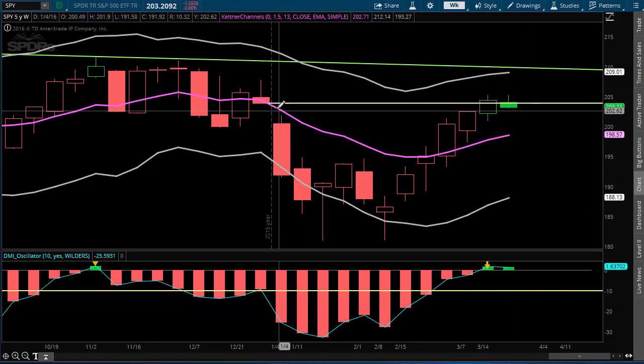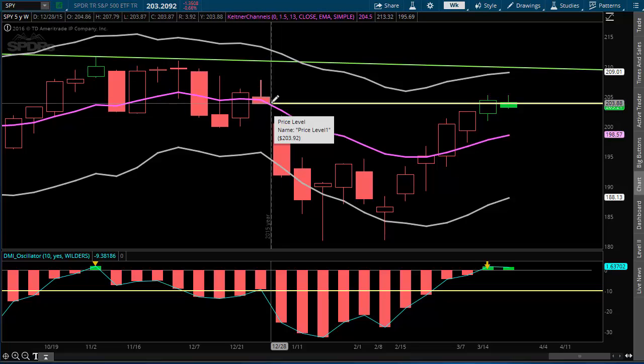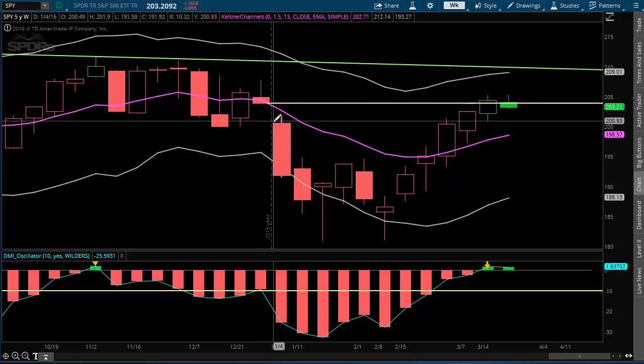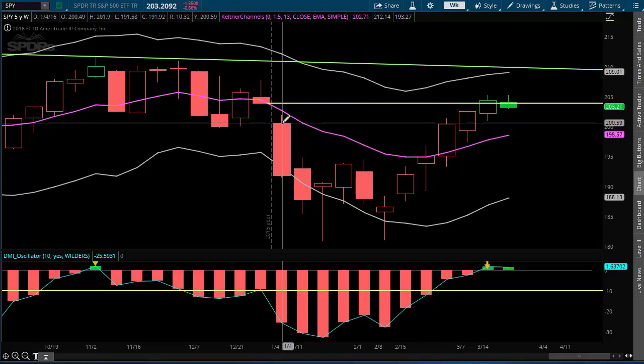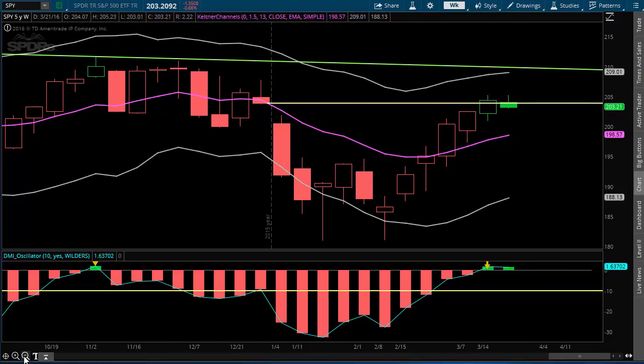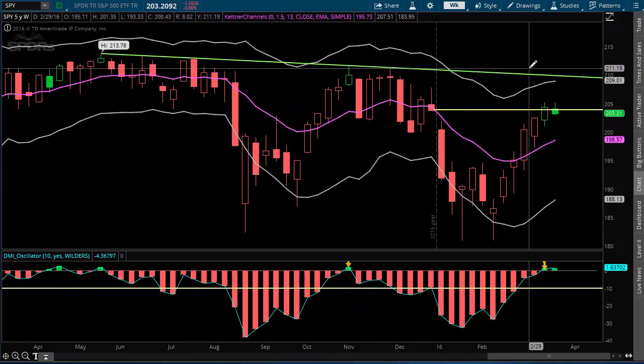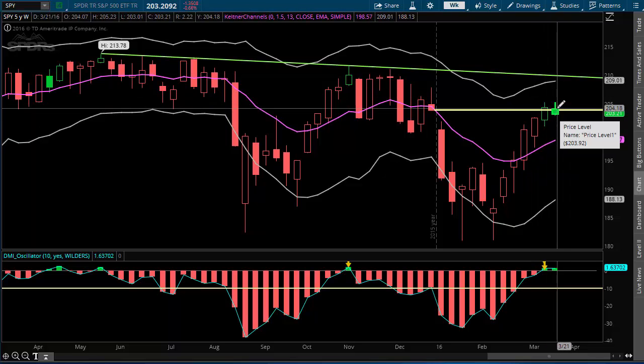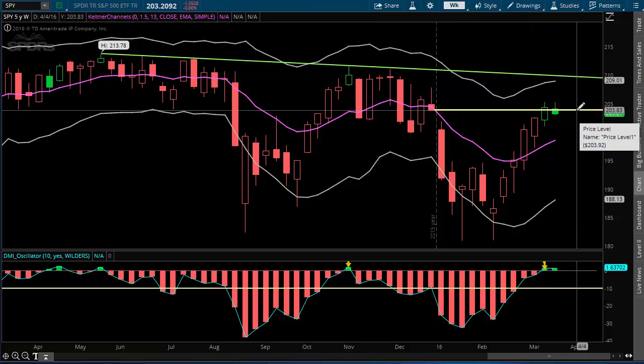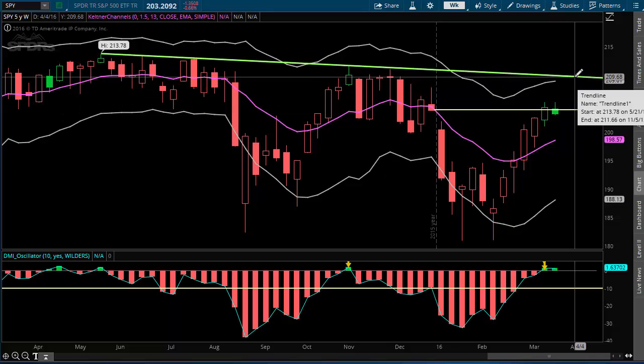First of all, we filled the gap from the beginning of the year. So here we gapped down at the beginning of the year, and we've recovered. Everyone's super excited that we're higher than where we started, but all that means is we've really just filled the gap. I've also got this trend line going over here. So I'm thinking we probably tread water here for a little bit, and maybe we can reach these highs.